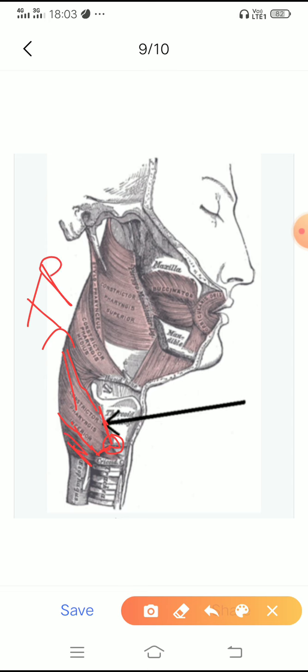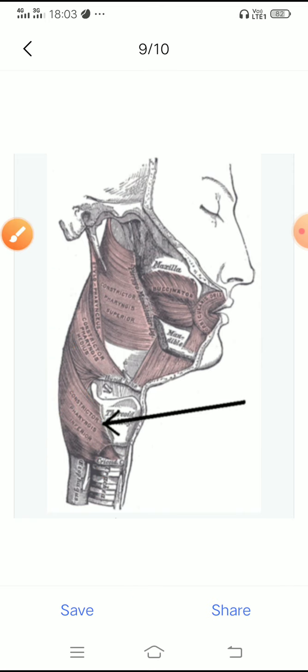Cricopharyngeus, this is the cricopharyngeus as I told you. It is originating from the cricoid cartilage. This is the cricoid cartilage, shown here. You can see that this is the cricopharyngeus muscle. Both are inserted into the median fibrous raphe. This is the median fibrous raphe. This is about the origin and insertion of the inferior constrictor.